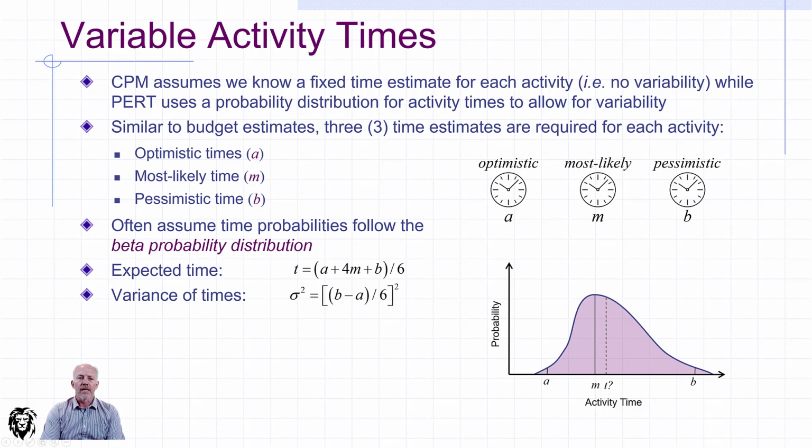Now, the other thing it does is it allows us to calculate the variance, and so this is going to allow us to use mathematical processes as far as probabilities and likelihoods of various outcomes. And so we have the equation for the variance. Variance, sigma squared, is equal to, and it uses our two extreme perspectives, the most pessimistic and most optimistic, the difference between those divided by 6, all squared.